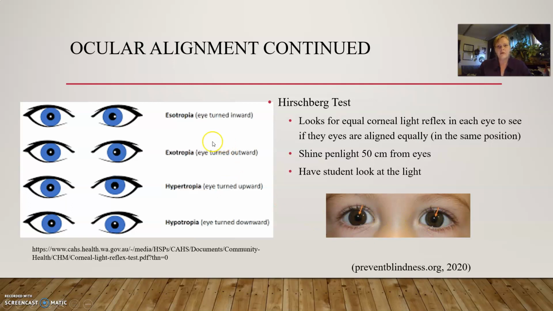Some abnormal results: you would see the reflection on the outside. For esotropia, the eye is turned in. Exotropia, the eye is turned out. Hypertropia, the eye is turned upward. And hypotropia, the eye turns downward and the reflection is at the top.